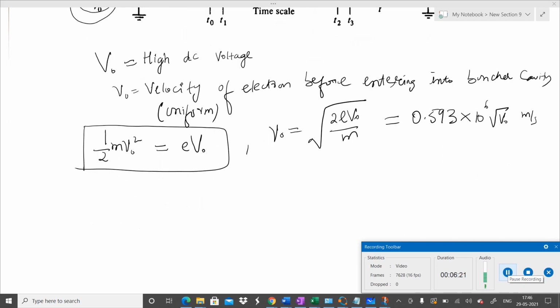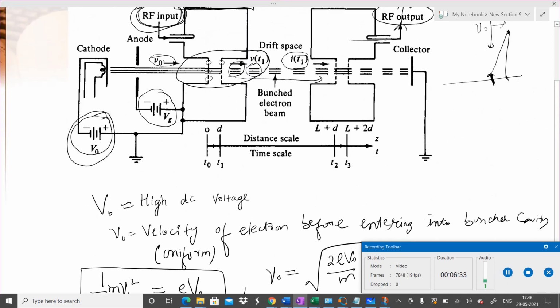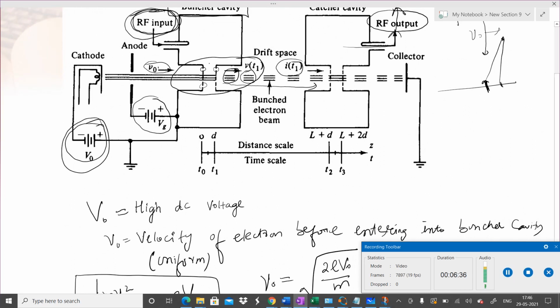Okay, now let V1 be defined as the amplitude of the signal to be amplified, that is, which we are applying at the RF input. Then what will happen is, consider the gap between these puncture grids. When the electrons reach there, they will experience a potential, because there is a varying field inside the puncture cavity.